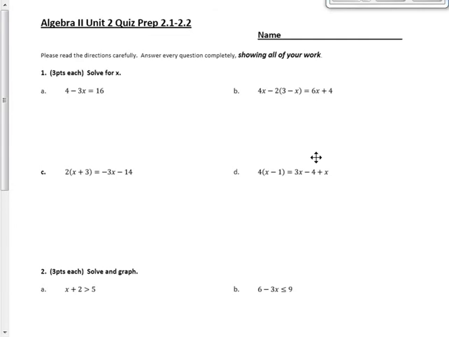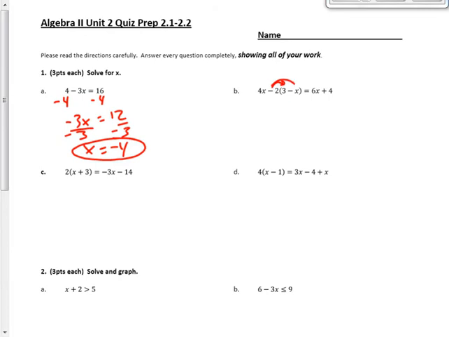We're going to take a look at the quiz prep for 2-1 and 2-2. This is going to go again pretty fast through these quiz preps, so please stop and pause it if you need to. In number 1, we're going to subtract 4 from both sides. Negative 3x equals 12 divided by negative 3, and x is equal to negative 4.